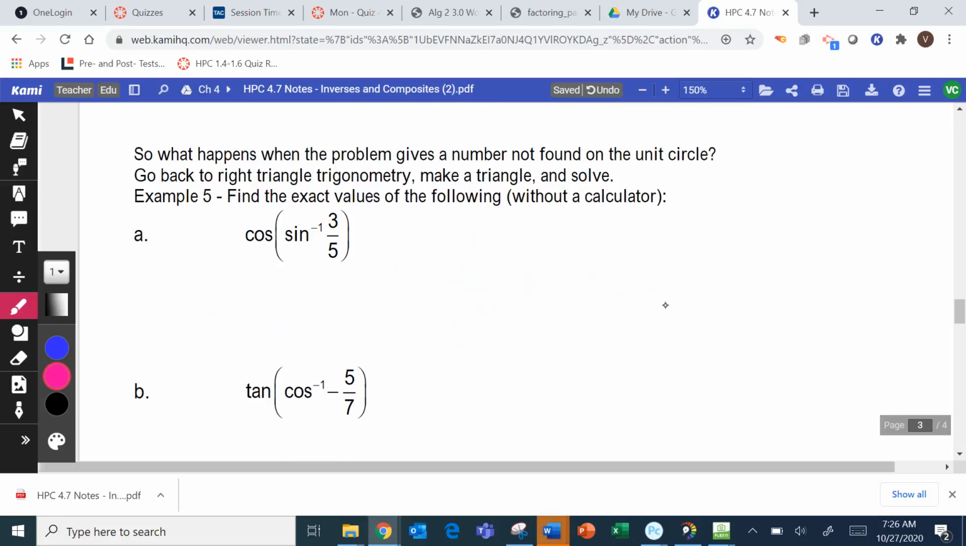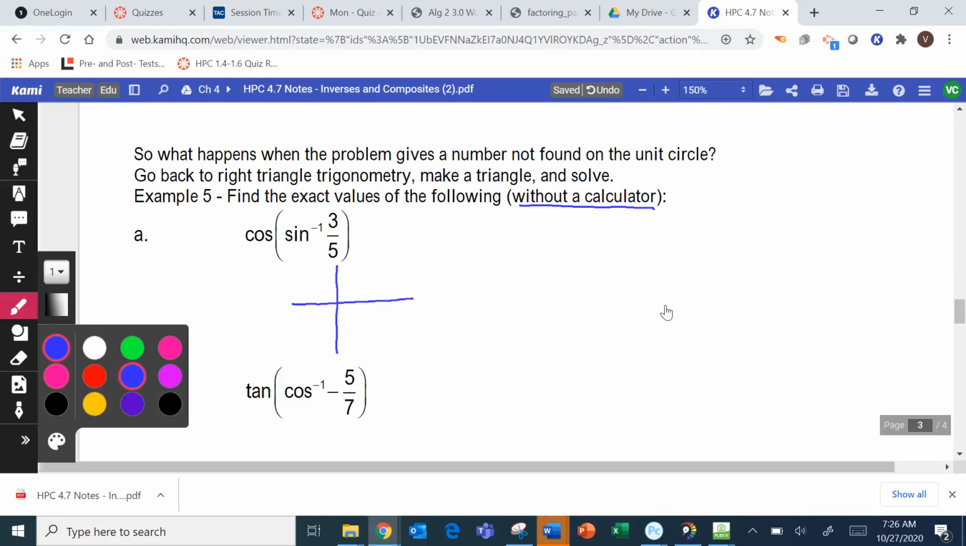Example 5, now we've got composition functions, and these are all without a calculator. So it says sine inverse 3/5 on the inside, so that's the first thing I'm going to do. But because it's without a calculator, these are not special, like these aren't the ones that I memorized. I'm going to have to graph them and figure it out.